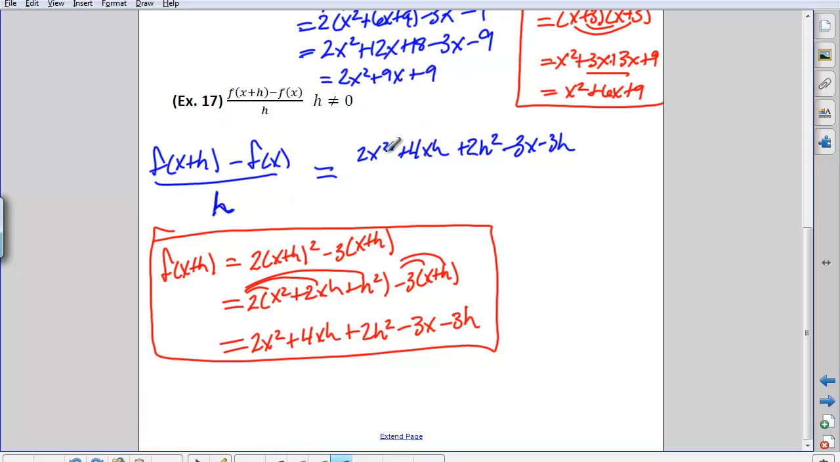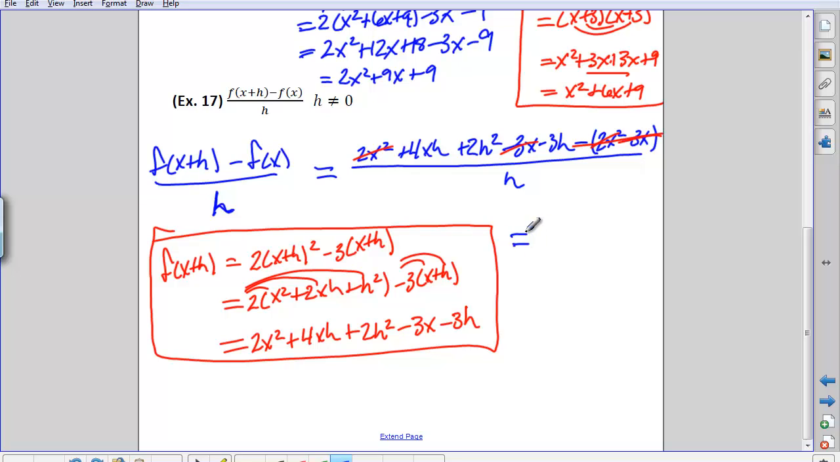I need to subtract f of x from it. So minus, what is my f of x? It's 2x squared minus 3x. Divide all that by h. Okay, if you'll notice what's going to happen here, I've got a 2x squared here, and aren't I subtracting a 2x squared? Aren't those going to cancel out? And then I've got a minus 3x here, and I'm subtracting a minus 3x, so those will actually cancel out as well. So this whole piece here on the end cancels out.